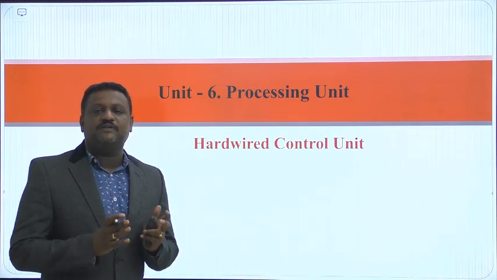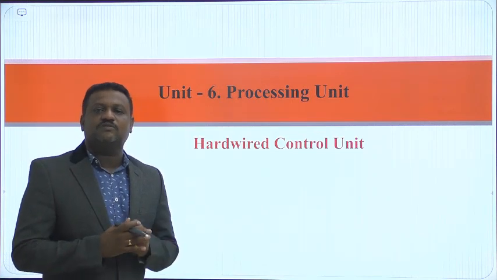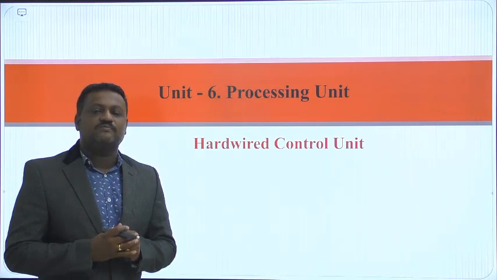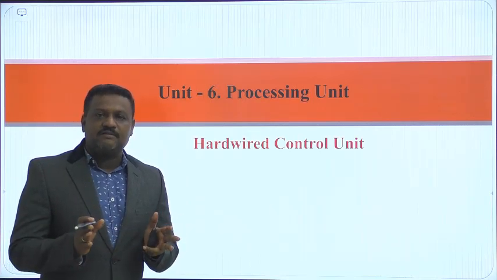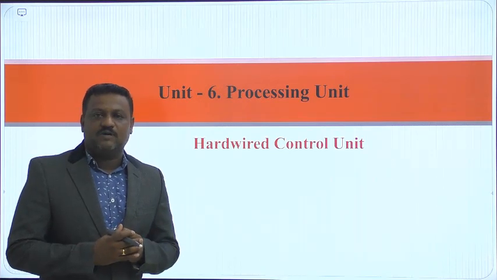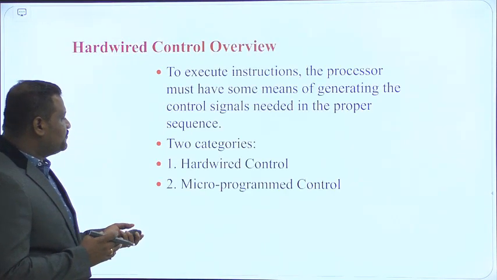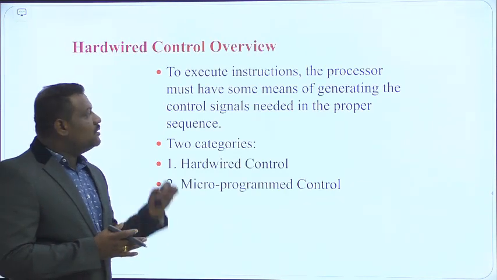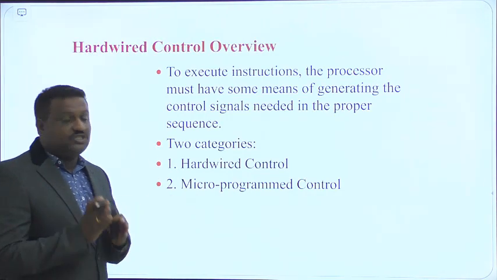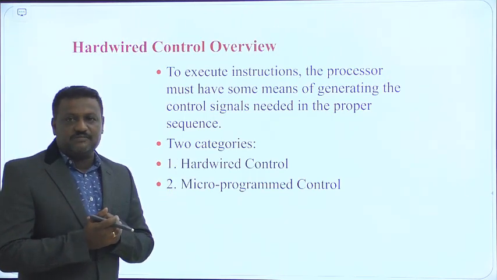Basically, there are two types of designs for a control unit. One type of design is hardwired control, and the second variety of design is microprogrammed control. In today's class, I would like to discuss the hardwired control unit. Right, straight away we enter into the concept. First, we will see the overview of this. To execute instructions, the processor must have some means of generating the control signals needed in the proper sequence.